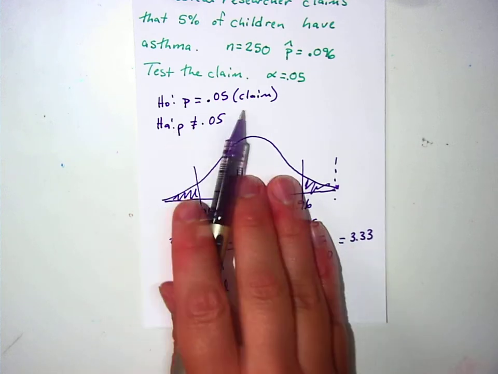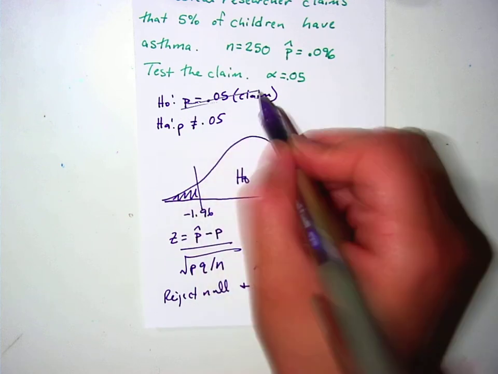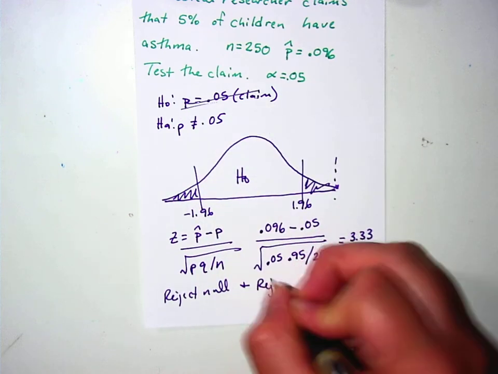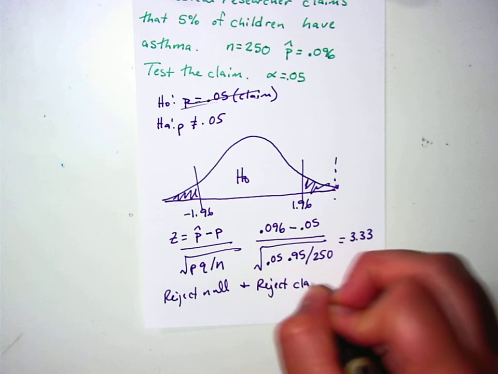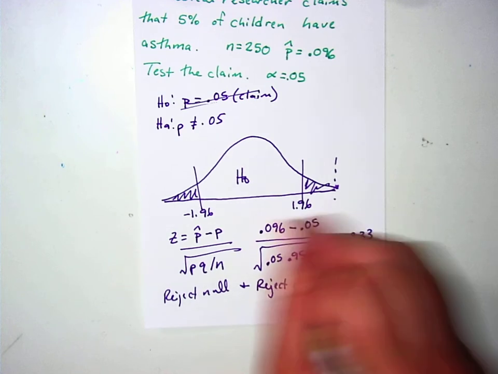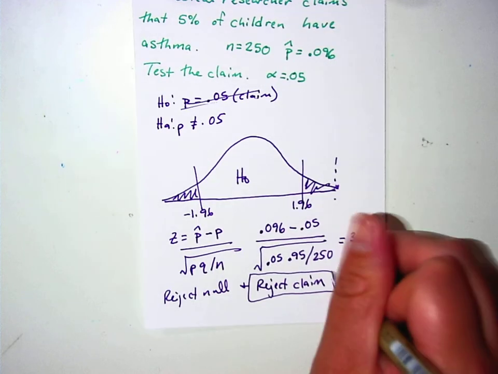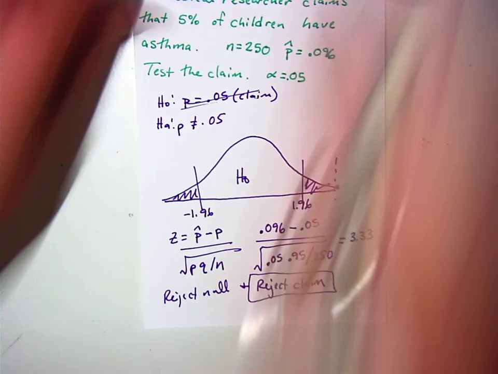And since the null is the claim, and I'm rejecting both, I'm also going to reject the claim that 5% of children have asthma. Apparently, more than that do, according to this sample.